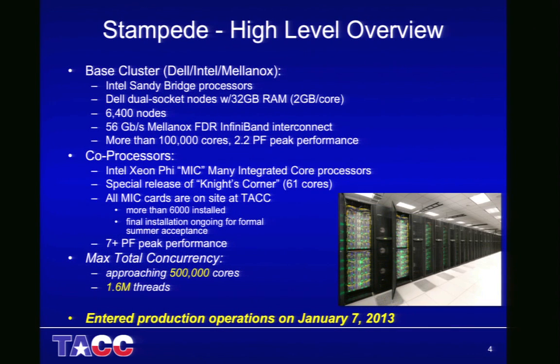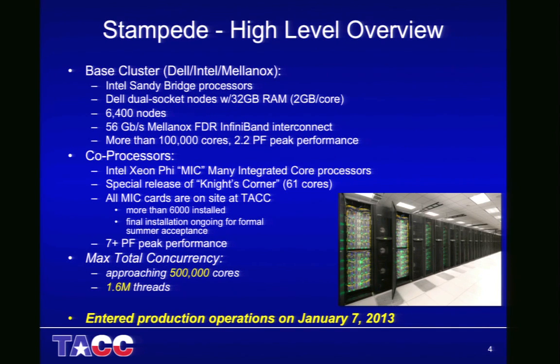All right, so this is Stampede from a high-level overview. This is a picture of one of the rows over on the right. There are 8 rows in this system. This is a Dell-based cluster, so all of the compute hardware and the I/O hardware is from Dell. The processors are Intel, Sandy Bridge in this case. The interconnect is Mellanox-based, so this is running FDR InfiniBand, as DK said.